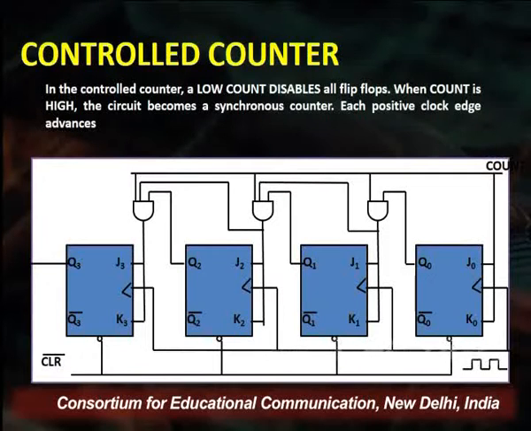Now looking at the circuit, we find that the inputs, that is the J and the K of each flip-flop, is connected to an AND gate. We also understand that for an AND gate to give a high output, all of its inputs should be high. Otherwise, the AND gate output would always be 0. So, it is important to note that clocking of all the flip-flops is done through the same clock. That means this is a synchronous circuit.